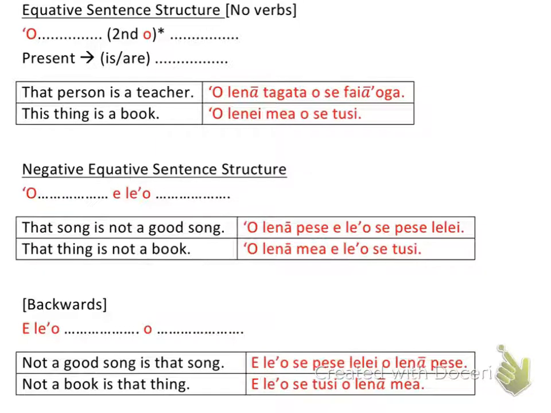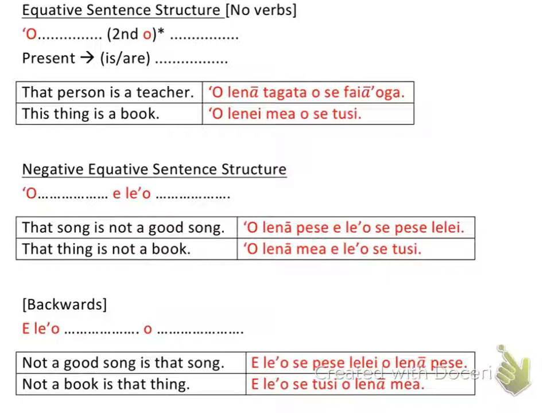So in this example, that song is not a good song. So I have a noun phrase right here, and so I need to precede that noun phrase with the particle O, so that's olana pese. And then I need to say it is not, and the way that I do that is with a leo, and so I say a leo se pese lele. Okay? So I hope that makes sense.